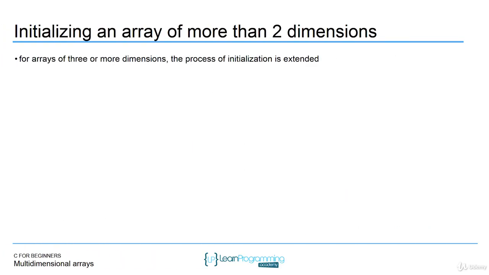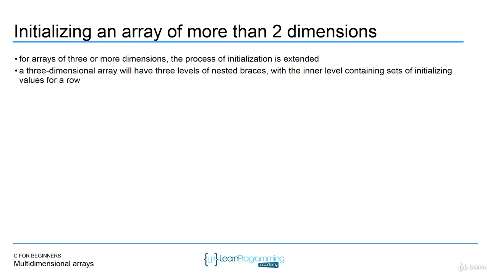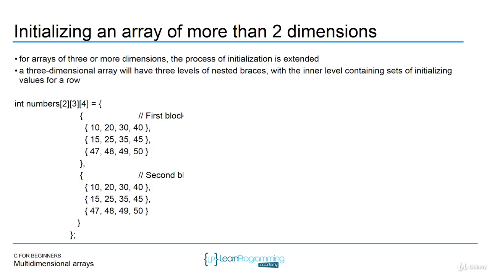So as far as initializing an array that's higher than 2 dimensions, again, you're going to apply the same type of thing. You're just going to extend it a bit. So a 3-dimensional array will have 3 levels of nested braces, with the inner level containing a set of initializing values for each row. So it would look like something like this. Here we have a 3-dimensional array, 2, 3, and 4, a stack of data tables essentially.